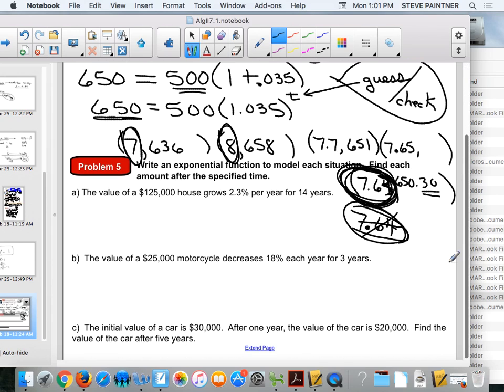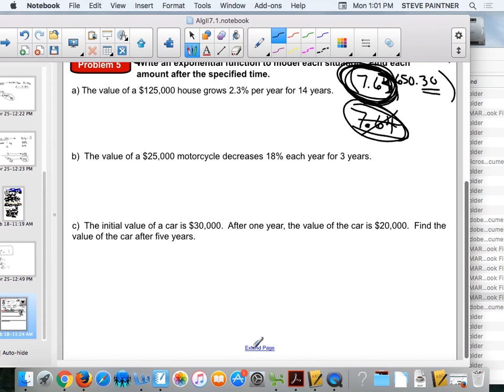All right. Now, you got to ask yourself, is it growth or decay? The value of a $125,000 house, what's the word? Decay or growth? Growth. That word grows tells me it's growth. All right, so it's going to be A times 1 plus r to the t power equals A.